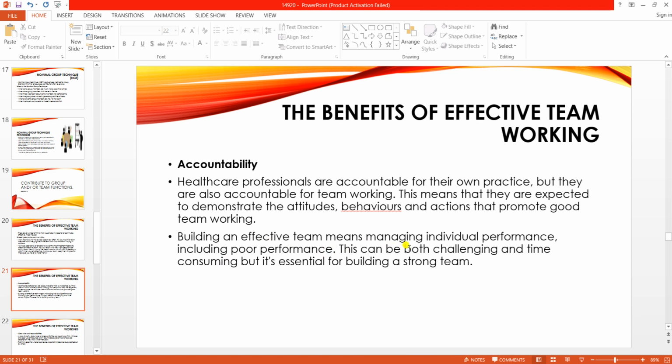Building an effective team means managing individual performance, including poor performance. This can be both challenging and time consuming, but it's essential for building a strong team. Dealing with poor performance may result in other issues that should also be considered. Issues may arise and need to be addressed, and there should be solutions in terms of how you can mitigate or improve poor performance.